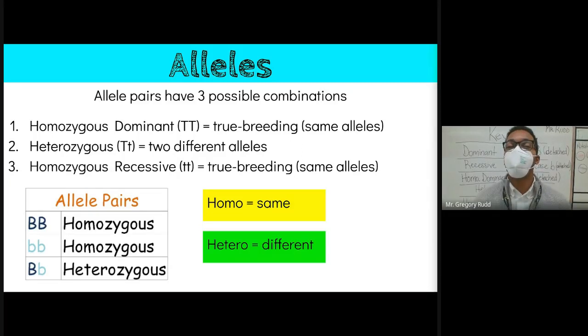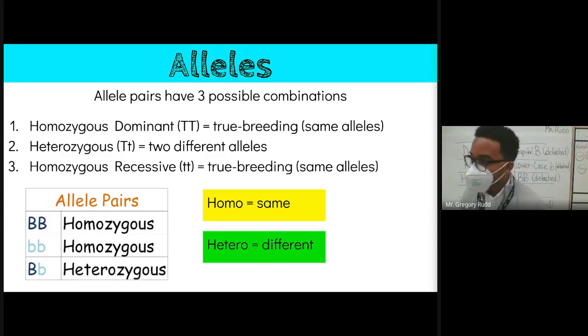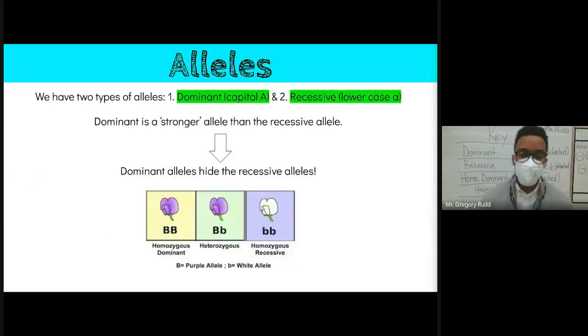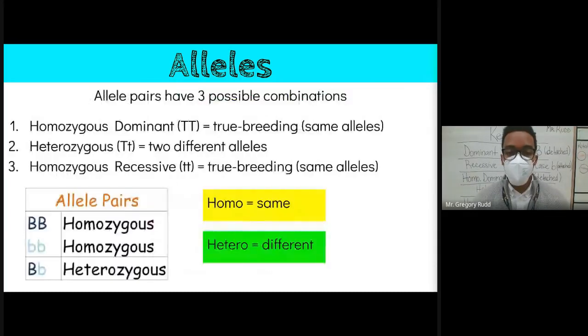What do you think, Brian? Why do you say attached? Let me go back. You said detached. Let me go back one slide. What does that middle sentence say? Dominant is what? Dominant is stronger. That's why we call it dominant. It's always going to dominate the recessive allele.